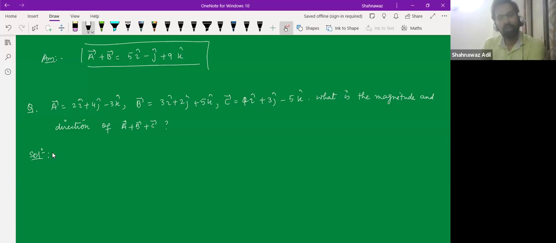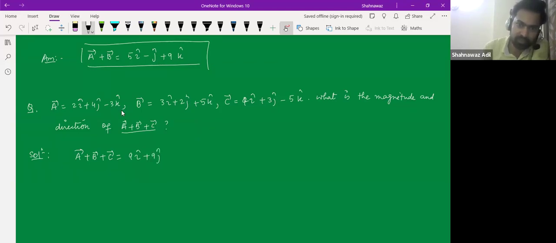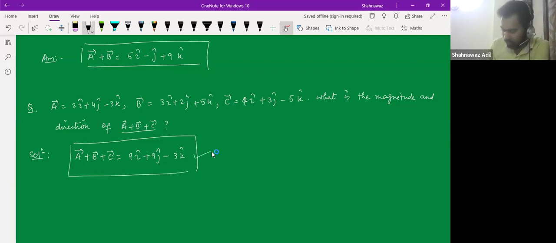Okay, so let's find out. What do we need to find first? A plus B plus C. What is A plus B plus C that you found out? Is it 9i cap plus 9j cap? So 4 plus 2 plus 3 is 9i, and then 4 plus 2 plus 3 is 9j, and then minus 3k. So yes, you reached this answer. Then where did you get stuck? This is correct. This is the vector you have found out.